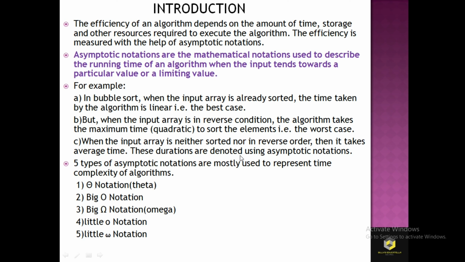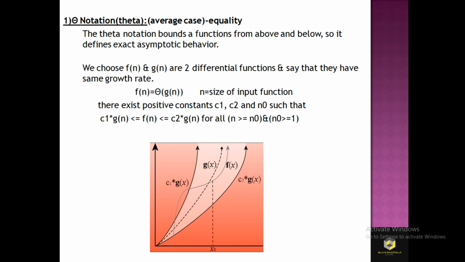These durations are denoted using asymptotic notations. So the best case, worst case and average case are denoted using asymptotic notations. There are 5 types of asymptotic notations: theta notation, big O notation, big omega notation, little o notation and little omega notation.